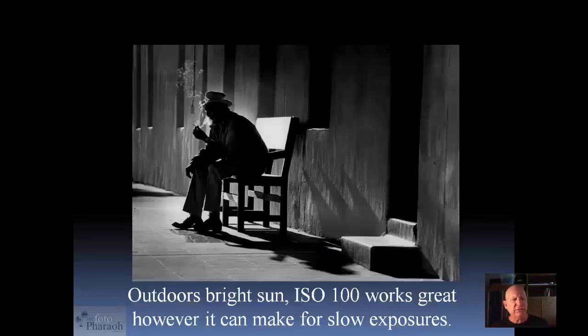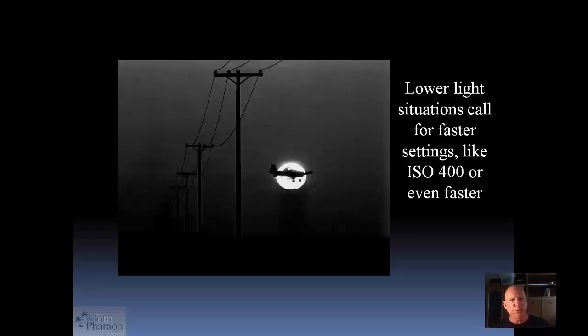Outdoors in bright sun, ISO 100 works pretty well. It's slow and it can give you some slow exposures depending on your shadow patterns and the angle of light, but it is a very good ISO to start working with in bright sunlight. ISO 400 would be for lower light situations like this dust shot with the crop duster or something like that. In other words, you need to be aware of the light conditions you are in to set the appropriate ISO. And then you need to remember, as your light conditions change, as you go back to bright sunlight or whatever, to change your ISO with it.